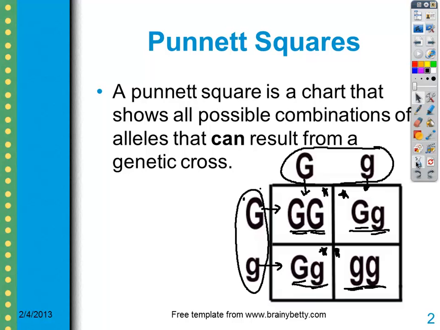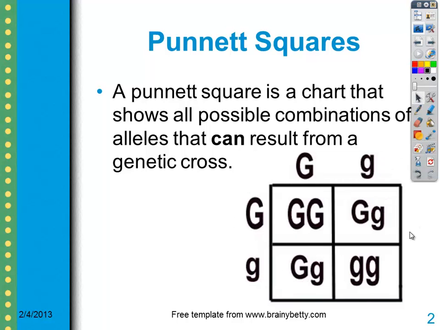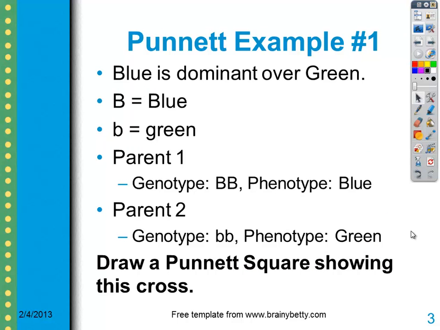All right, so blue is dominant over green. That means I'm going to assign blue the capital B, and the lowercase b will be assigned to green because green is recessive. My first parent here has the genotype big B, big B, and the phenotype is blue. My second parent here is little b, little b, with a phenotype of green.